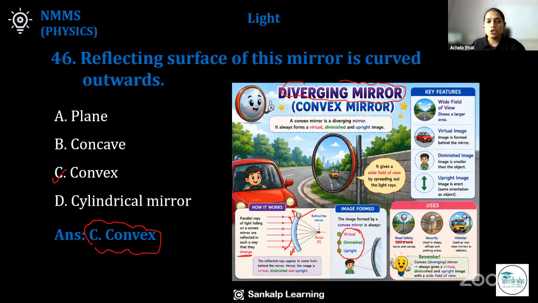What are the key features of this convex mirror? Wide field of view. They show a large area, and the virtual image is formed behind the mirror. The formed image is virtual. The diminished image is smaller than the object. The upright image is erect, with the same orientation as the object. This is the correct one. Option C is correct. The reflecting surface of this mirror is curved outwards, which is a convex mirror.